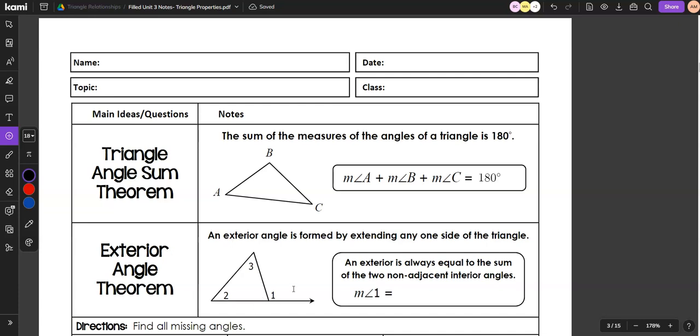So if we look at this image here, the exterior angle, outside angle, is angle 1. But it's not just any angle that's outside the triangle. It has to be formed by extending one of the sides. Okay? It cannot be formed simply by drawing a line. It has to be from extending one of the sides. So we can see here that this side length continues outward.